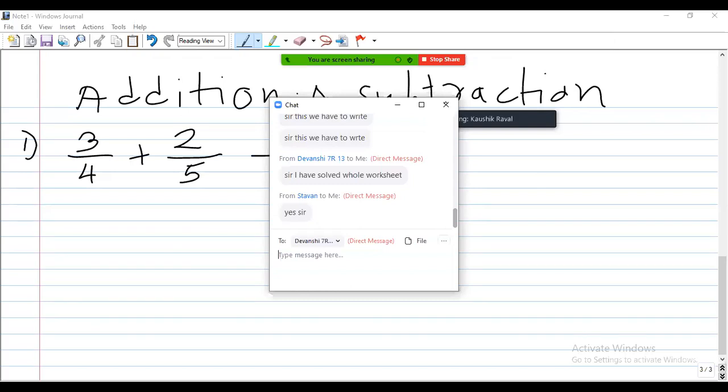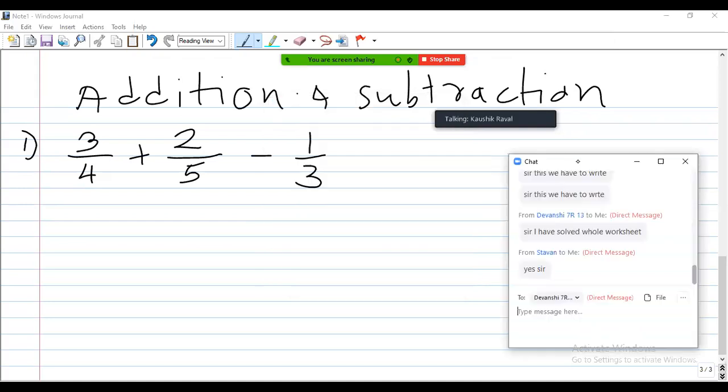Yes, Tavan, you want to say something? Type it, beta. I'm reading. Okay. Come on, solve this example. Please make a chat box at the side. I can't see some. Oh, I'm sorry. There you go.